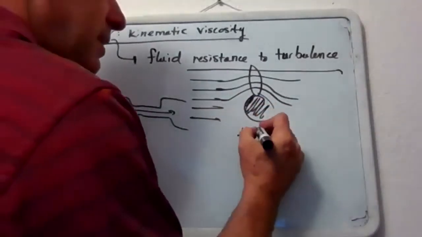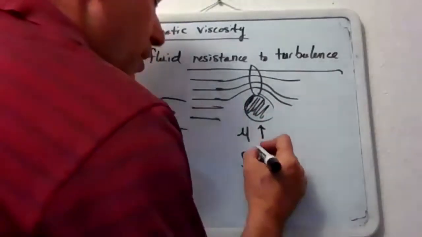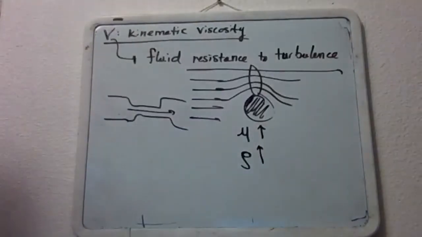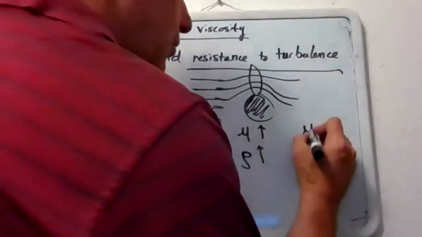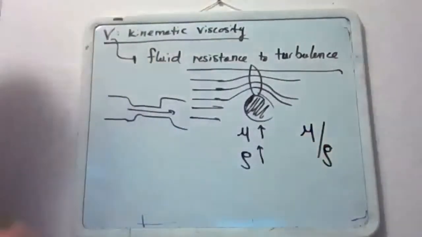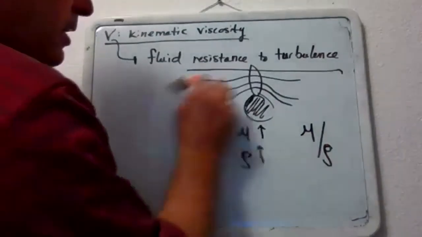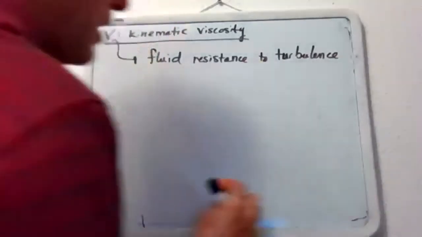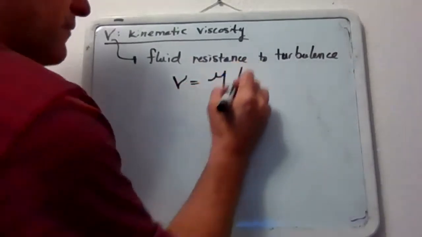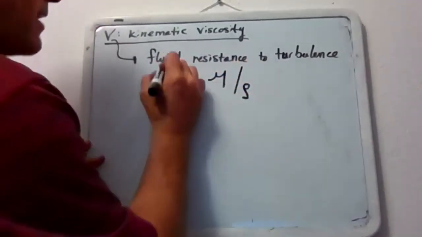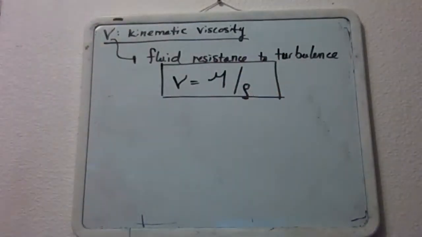So if viscosity goes up, a fluid has more resistance to turbulence. As density goes up, we have less resistance to turbulence. And so what some fluid people do is say, look, I can take mu over rho, and that's going to tell us how resistant the fluid is to turbulence. And so let's get that up there, okay? You don't need to know that mu over rho is resistance to turbulence, but you need to know this definition. The kinematic viscosity of a fluid is mu over rho. All right, let's get at it.